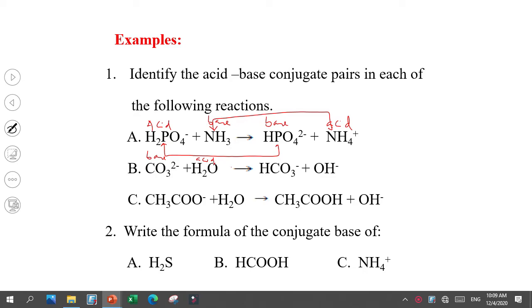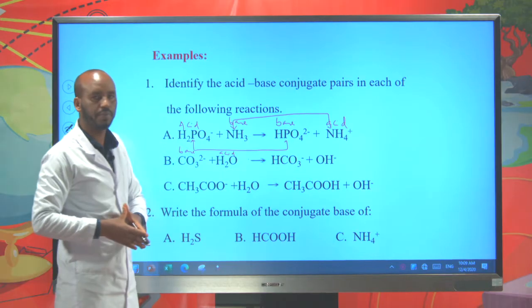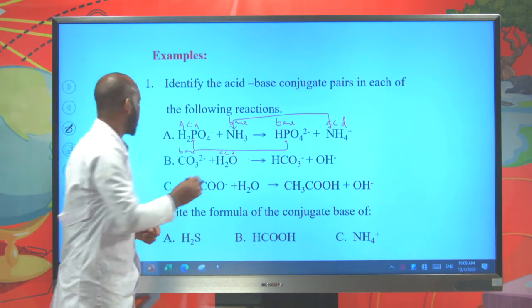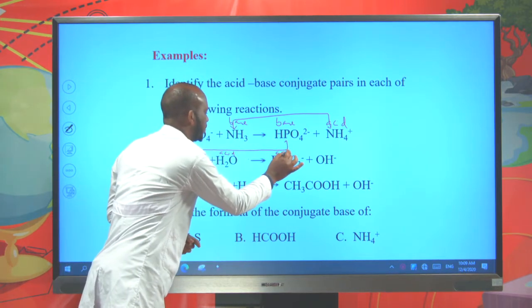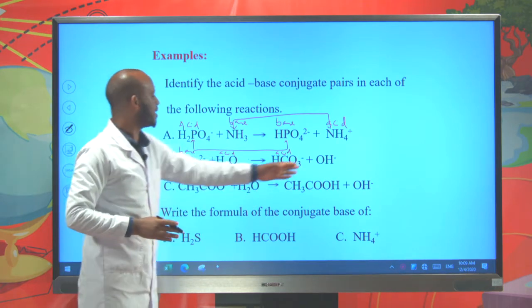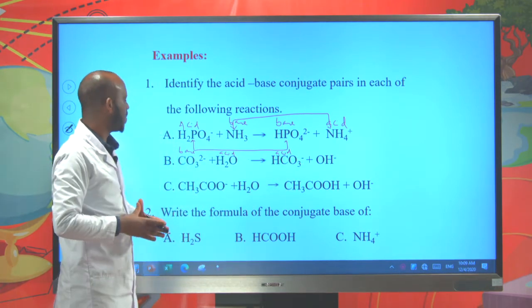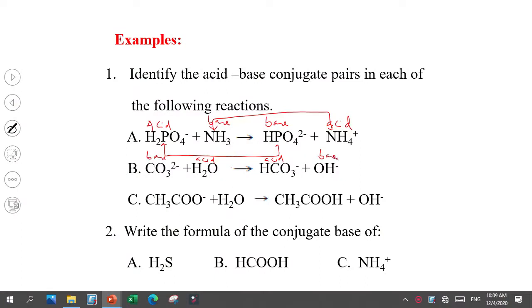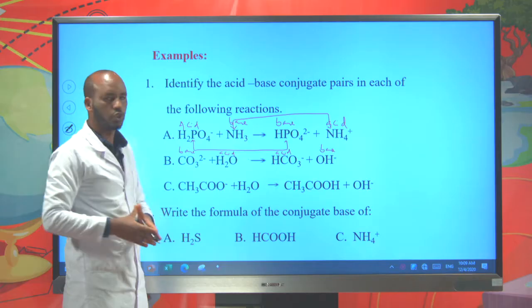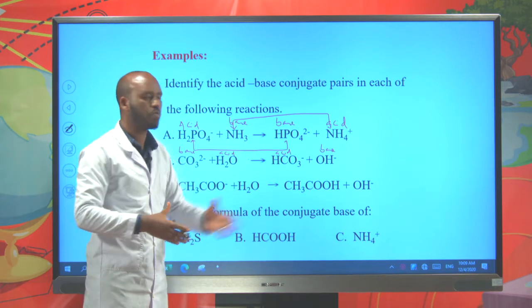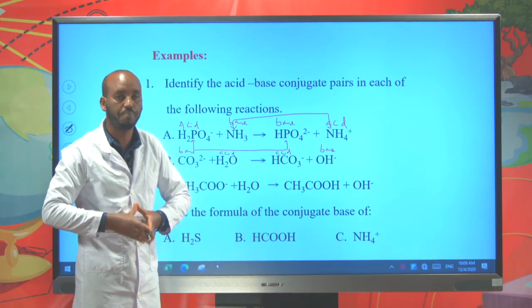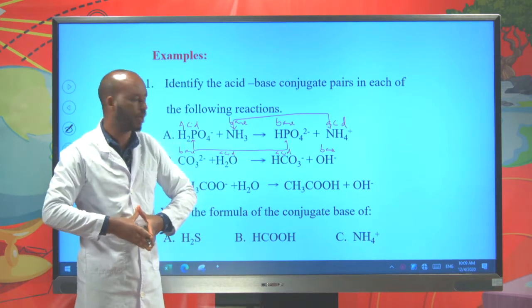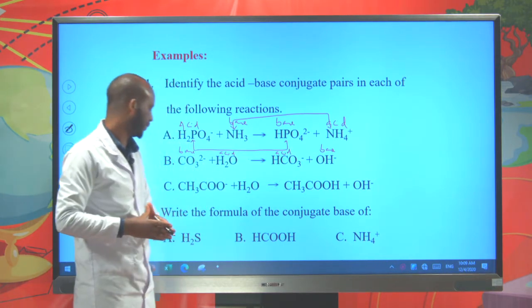Hydrogen carbonate is the conjugate acid of the base carbonate. Therefore, this is an acid. OH minus is the conjugate base of the acid water. Therefore, carbonate and hydrogen carbonate are conjugate acid-base pairs. Water and OH minus are also conjugate acid-base pairs.